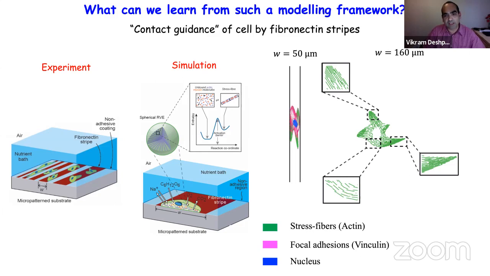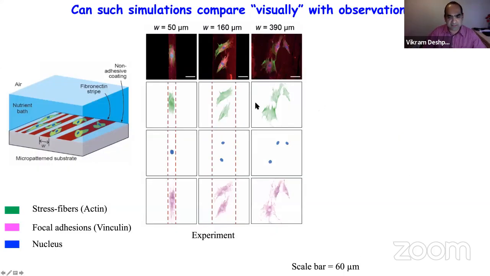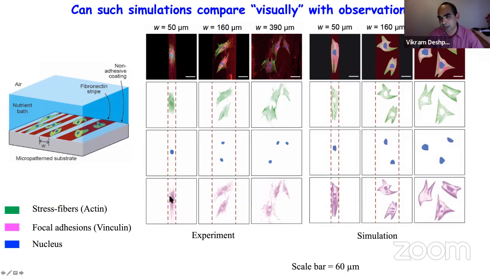So what can you do? This is the experiment. These were the experiments that we did of cells on different widths of substrates, and we have stained this for actin, the nucleus, and this is the focal adhesion. This will be how the simulations look.